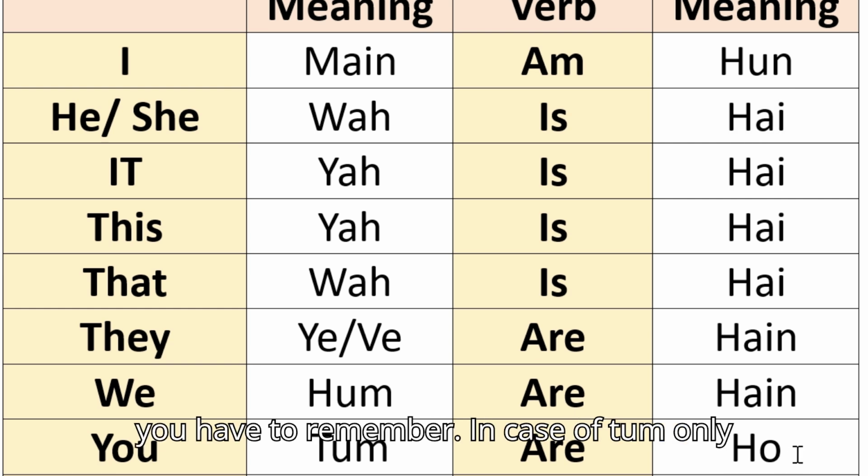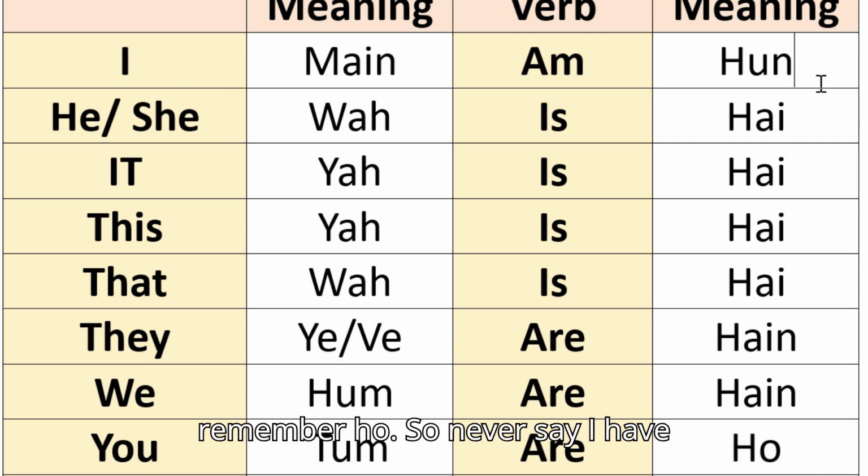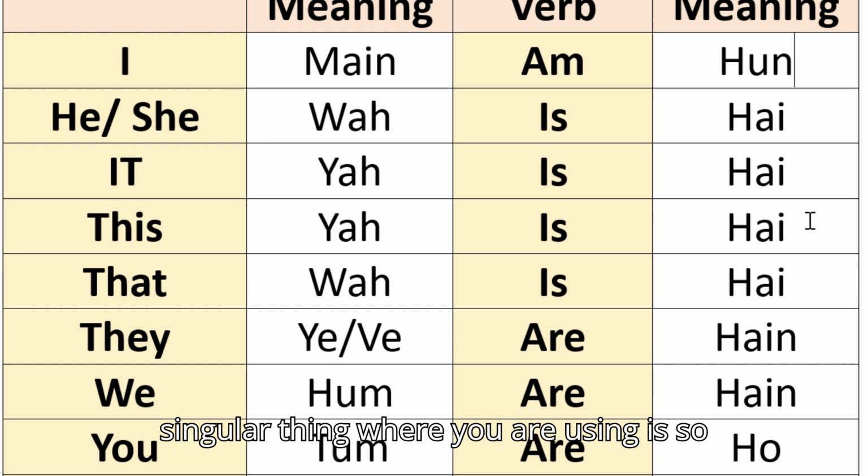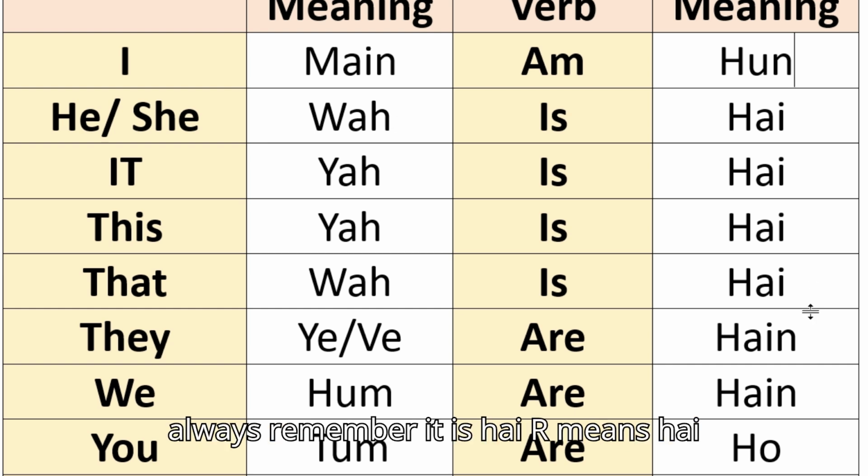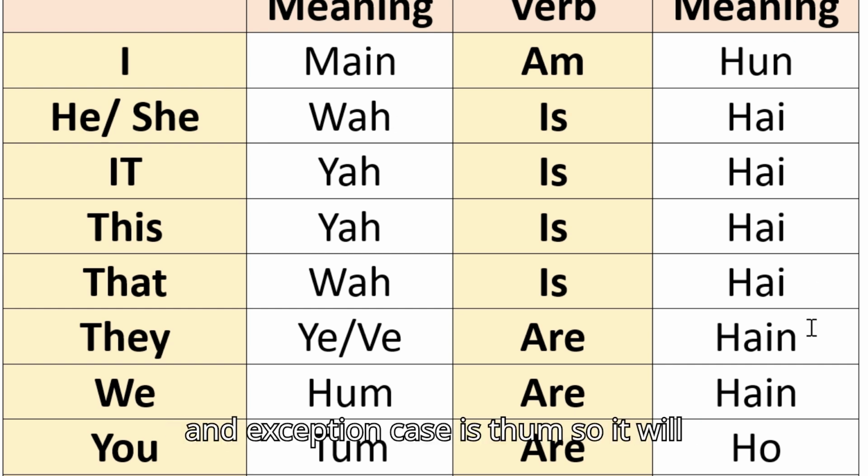In case of तुम, only remember हो. I have observed many people say मैं है. So they will use है with मैं, or हो with मैं. Okay, don't do that. So मैं will come with हूँ. Any singular thing where you are using is, so always remember it is है. Are means है, and the exception case is तुम, so it will become हो.